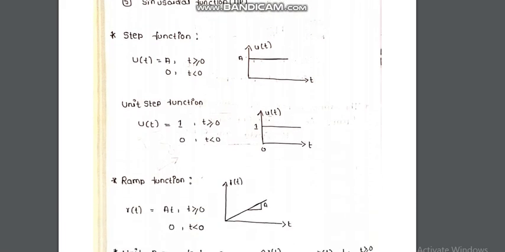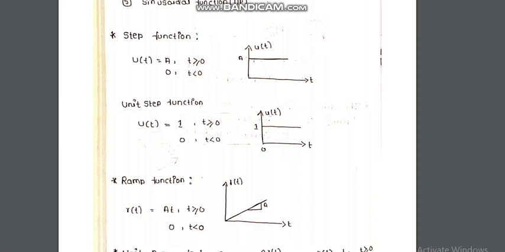That is represented by u of t is equal to A for t greater than or equal to 0, and for t less than 0, it will be 0. So that is represented here. The amplitude of this is A, and it is u of t only for the positive half, and for the negative side it will be 0. And unit step function means the amplitude A is equal to 1, so u of t is equal to 1 for t greater than or equal to 0, and for t less than 0 it will be 0.